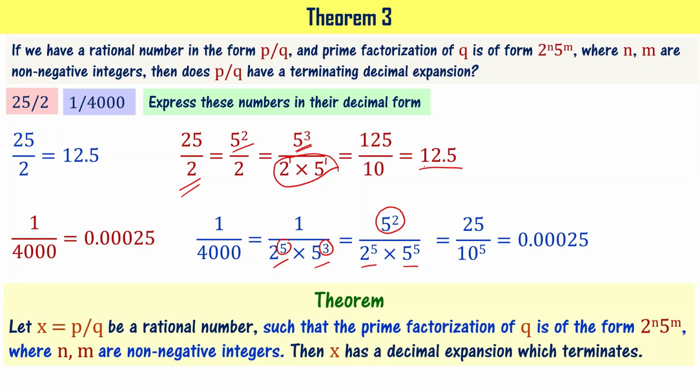The same is true with 1 by 4000. That is a rational number. So in this case, p equal to 1 and q equal to 4000, right? That I have expressed as 5 square divided by 2 power 5 times 5 power 5. If you observe this, the denominator is expressed in terms of 2 power n and 5 power m. That's why we could get x in the decimal expansion, which is terminating, right? That's the whole idea of theorem 3. I hope you understood this concept.